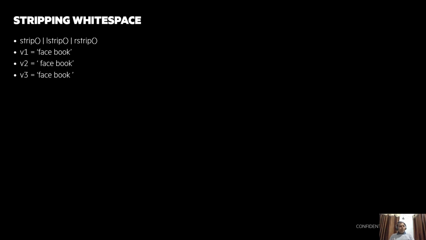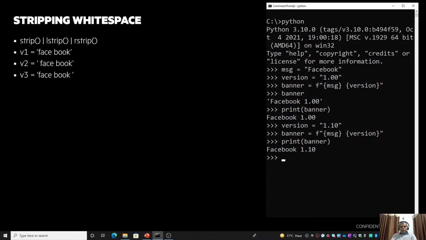Stripping is very important whenever we are transitioning data from one place to another: reading from the database, writing to the web page, or reading from the web page, writing to any database. We have to make sure that whatever we are expecting, we are getting. For that purpose, we use strip. We have strip, left strip, and right strip. Strip is stripping from both sides, L only from the left side, R only from the right side. Let's take a quick look.